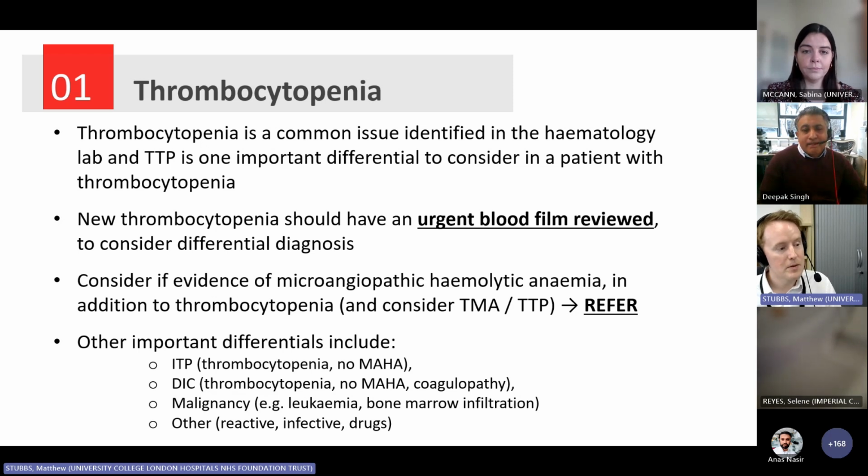It's also possible the thrombocytopenia may not be related to hemostasis at all. It may be a hematological malignancy, such as a new leukemia or other bone marrow infiltrative disorders. In addition, other potential causes may cause the thrombocytopenia that might not be immediately apparent in the laboratory and will require clinical correlation, such as reactive processes, infective processes, and drugs.